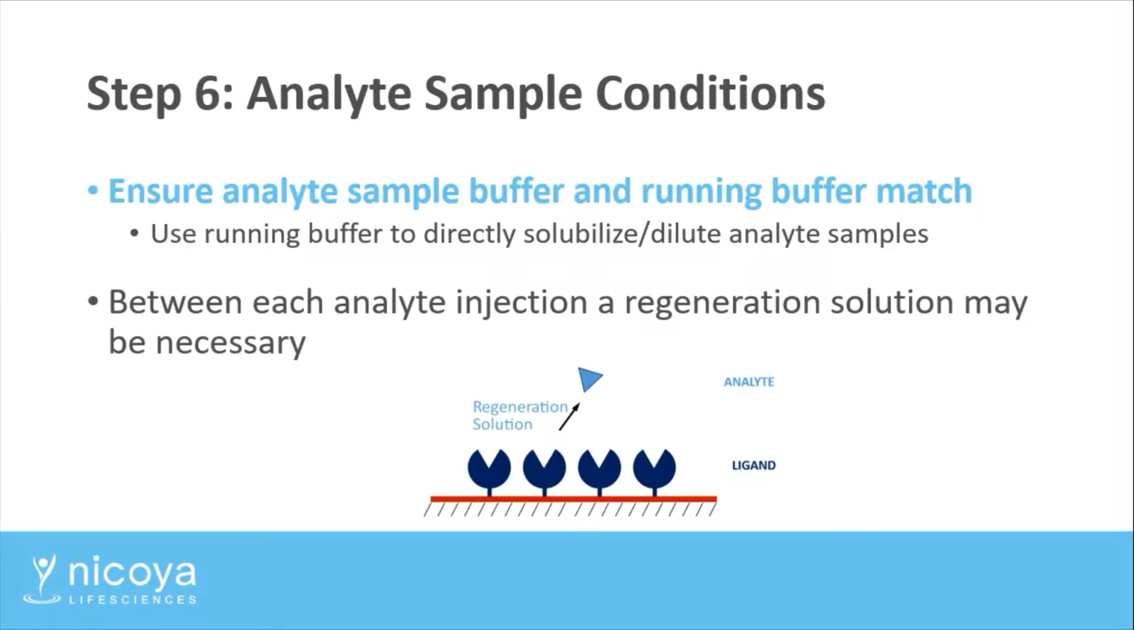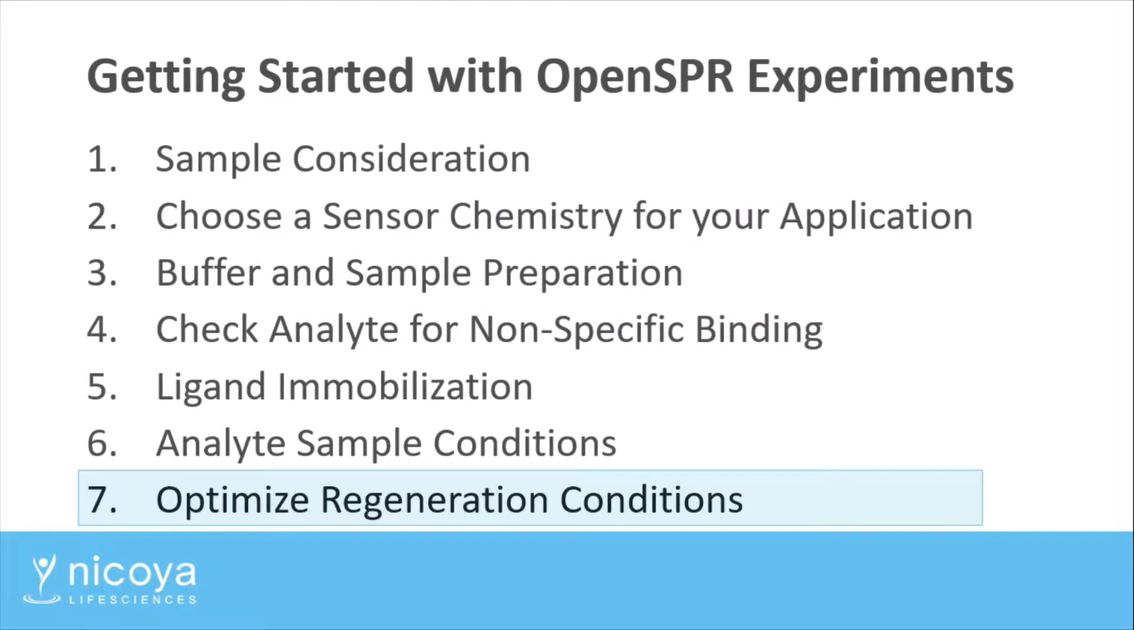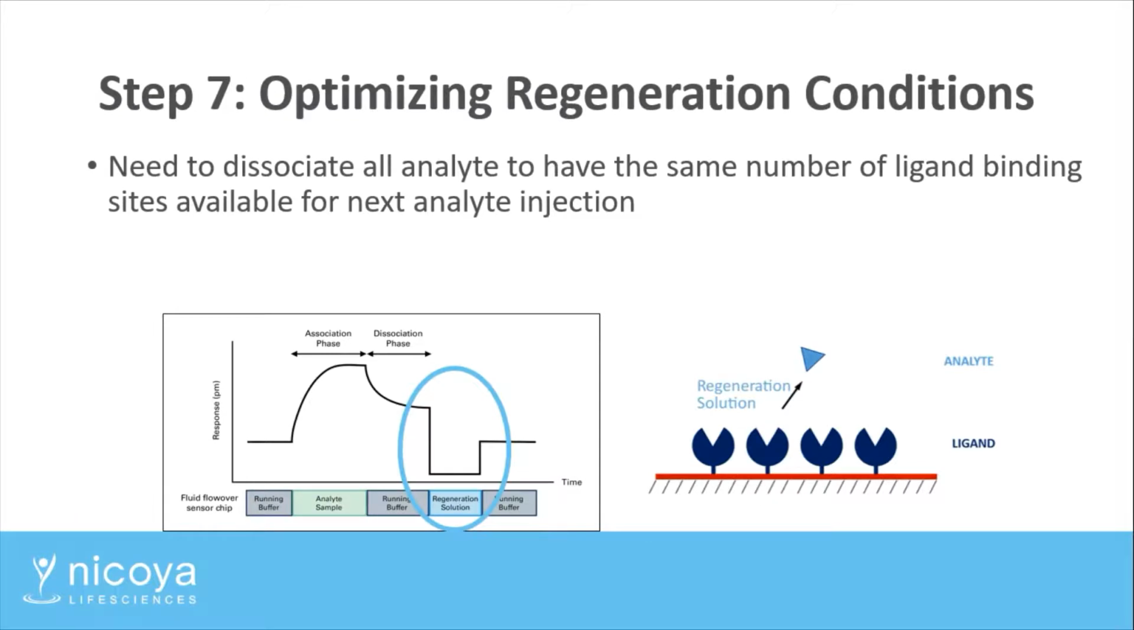And as mentioned earlier, between each analyte injection, a regeneration solution may be necessary to ensure that we have the same number of ligand binding sites for each analyte concentration. And we're going to talk about this in more detail right now. So again, as I just said, before you start to collect your next analyte binding curve, you may need to use a regeneration solution to remove your analyte from your ligand because you want to ensure the same number of ligand binding sites are available for each analyte concentration that you are sampling.